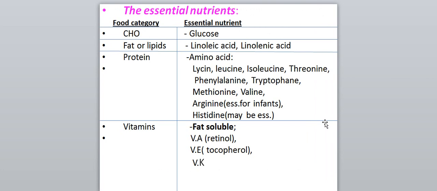For the essential nutrients, as we said, carbohydrate from the food category will produce an essential nutrient such as glucose. Fat or lipid will supply essential nutrients like linoleic acid, and protein will produce amino acids in the form of lysine, leucine, isoleucine, threonine, phenylalanine, tryptophan, methionine, valine, arginine, which is essential for infants, and histidine may be essential. And vitamins: we have fat soluble vitamins like vitamin A, retinol, vitamin E, tocopherol, and vitamin K.